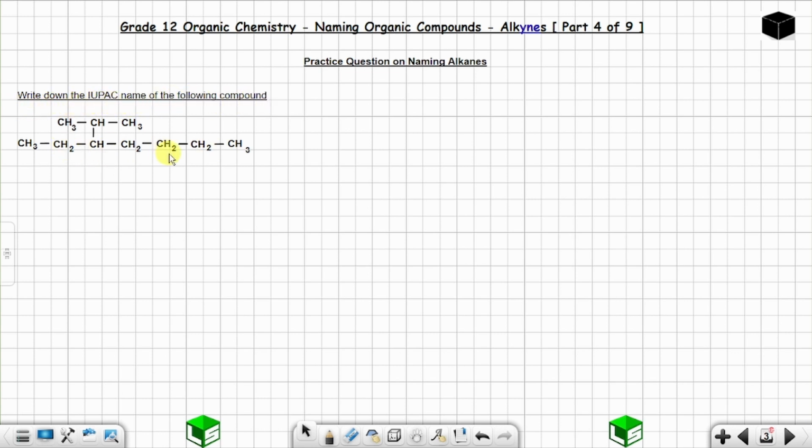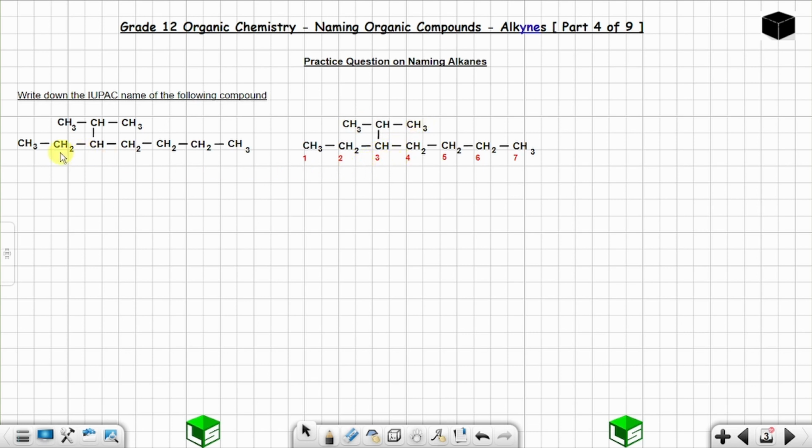You have 2 possible ways that you can number the longest continuous carbon chain. The first one, you can number this compound like this: 1, 2, 3, 4, 5, 6, 7. So you have 7 carbon atoms in the longest continuous carbon chain. You can see you have your branch made up of 3 carbon atoms on the lowest possible number.